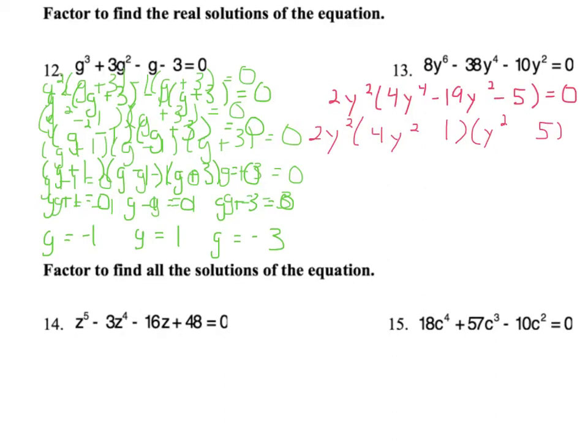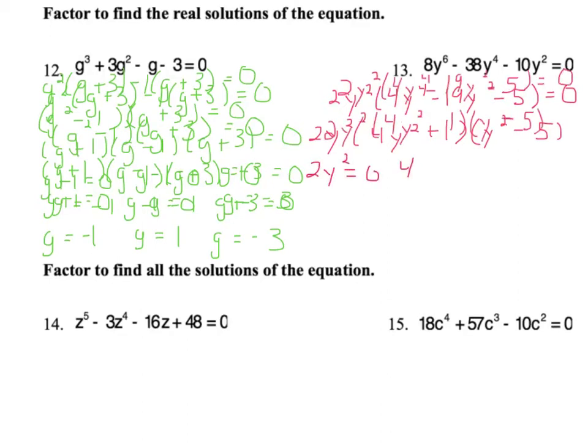If I did the smiley face method, I would need a negative and then a positive. I should get a negative 20y squared plus a y squared, which would give me a negative 19y squared. Okay, so now I am ready to set each piece equal to 0 and solve. So I have 2y squared equals 0, 4y squared plus 1 equals 0, and y squared minus 5 equals 0.